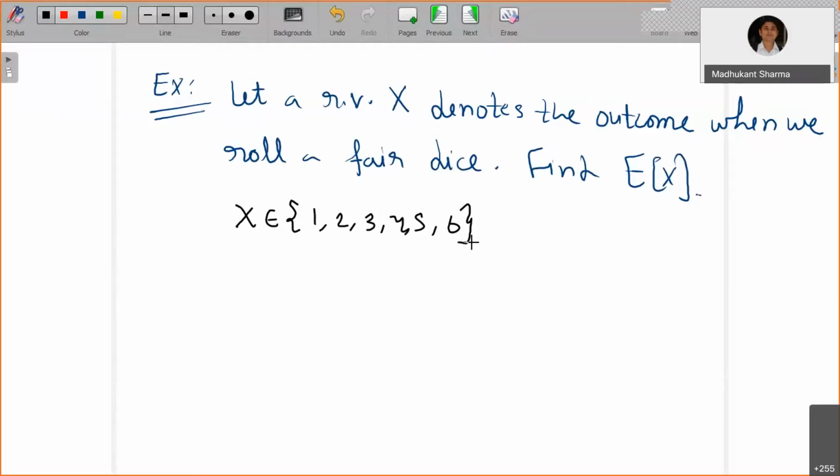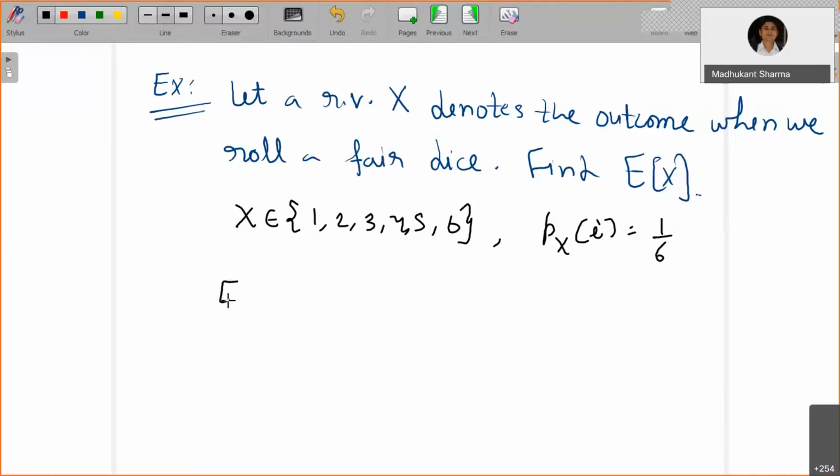Okay, let's take this x belonging to this set. Now, it's a fair dice, it's given, so we are assuming that any outcome is equally likely. So let's say P of x equals i is 1/6. We are assuming that it's a fair, unbiased dice, so they are going to be equally likely cases.